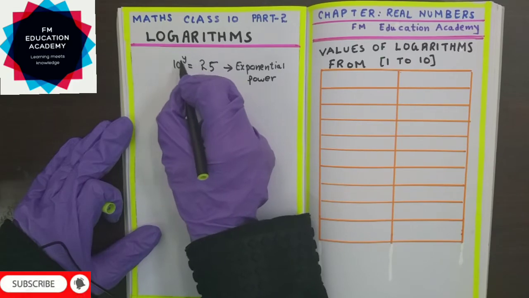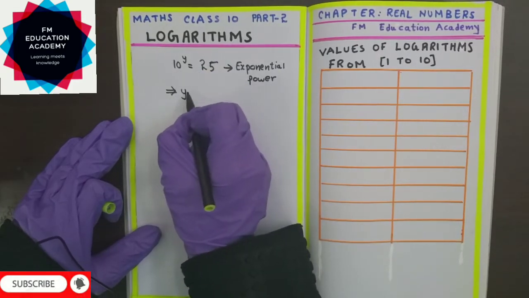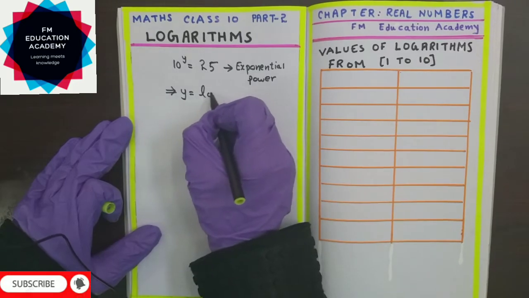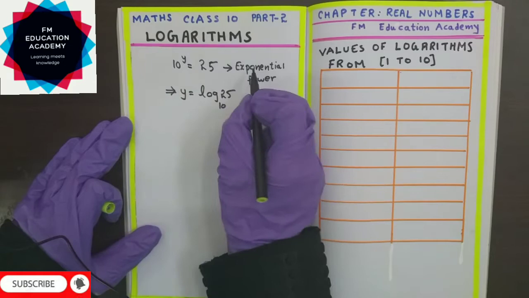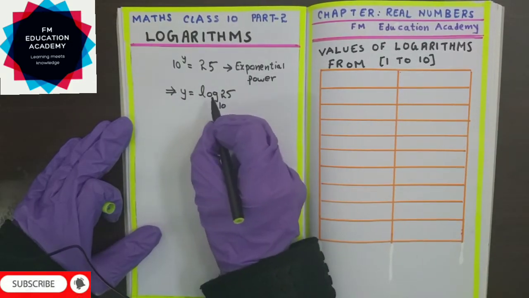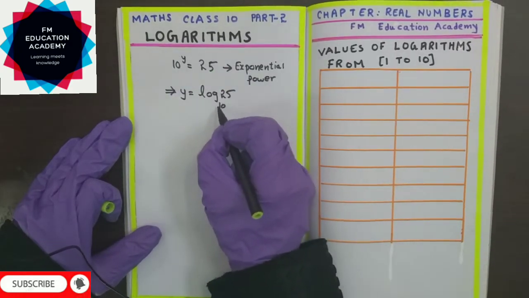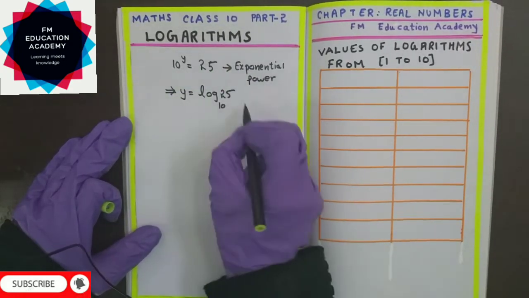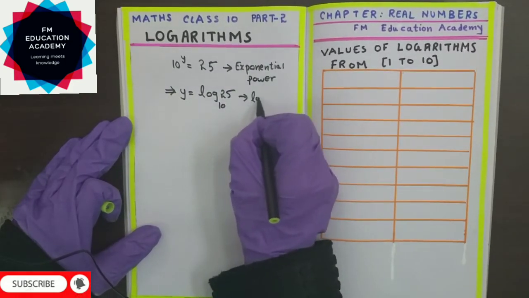Suppose I want to find out the value of y. Then we can find out the value of y as y is equal to log 25 to the base 10. This is the same equation. If I want to convert it and find out the value of y, I can write it as y is equal to log 25, where this 10 becomes the base, to the base 10. This is called the base in logarithms. So this is the general form of logarithm.